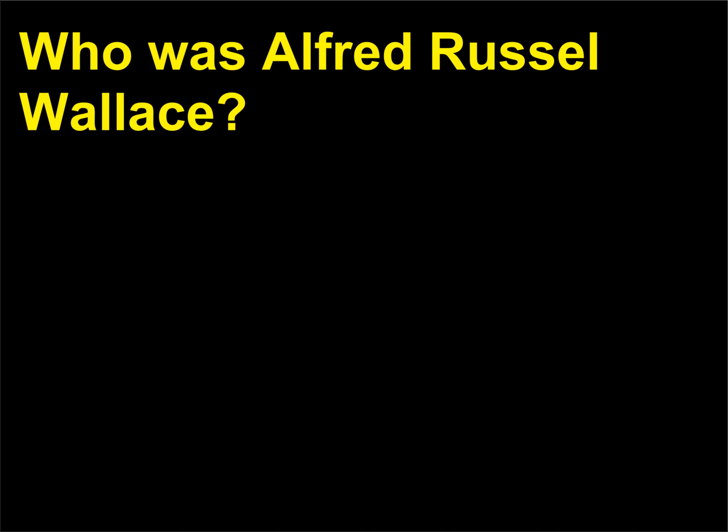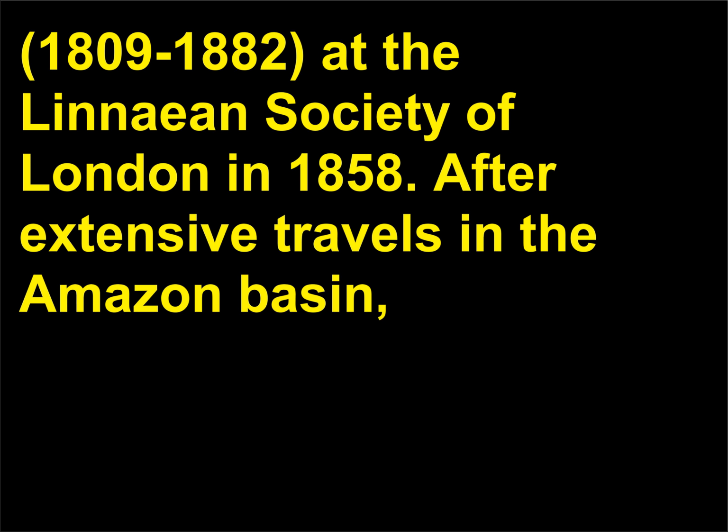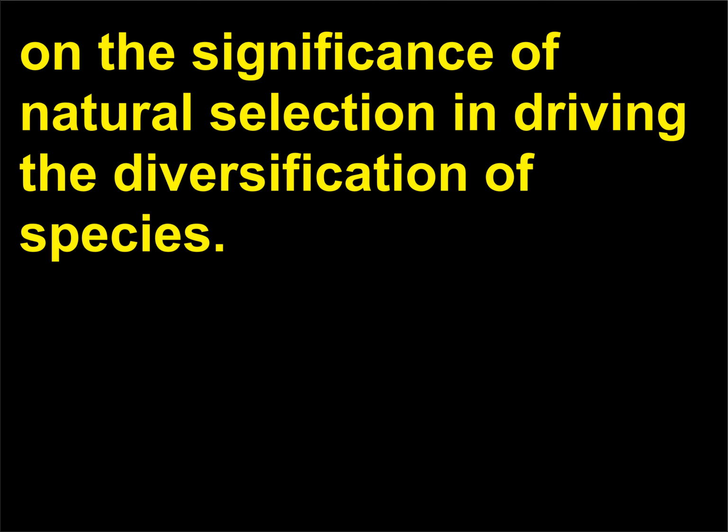Who was Alfred Russel Wallace? Alfred Russel Wallace, 1823 to 1913, was a naturalist whose work was presented with Charles Darwin's, 1809 to 1882, at the Linnean Society of London in 1858. After extensive travels in the Amazon basin, Wallace independently came to the same conclusions as Darwin on the significance of natural selection in driving the diversification of species.